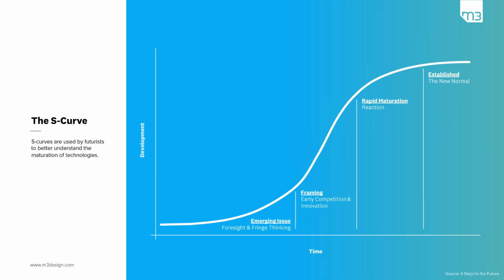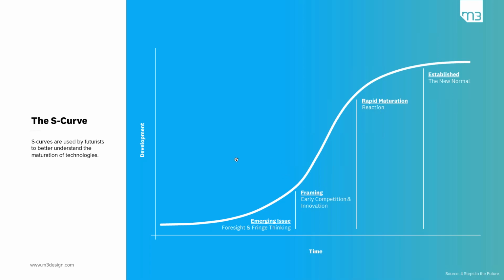So S-curves are used by futurists to really understand the maturity of a technology and how it's emerging. And you can see here on this chart, at the bottom we have time, and on the vertical we have the development maturity of that technology. And we have this S-curve that kind of extends through the graph. And it's broken up into 4 sections.